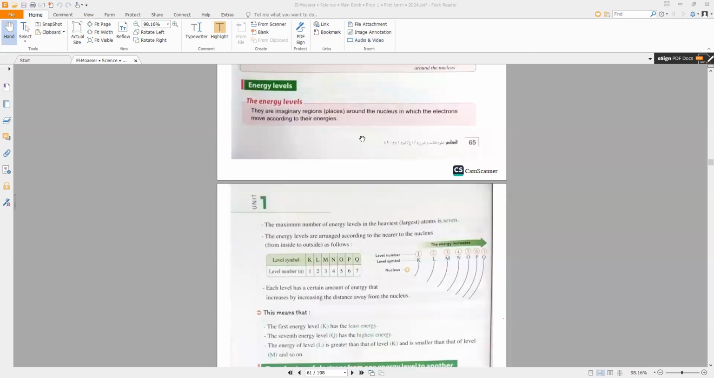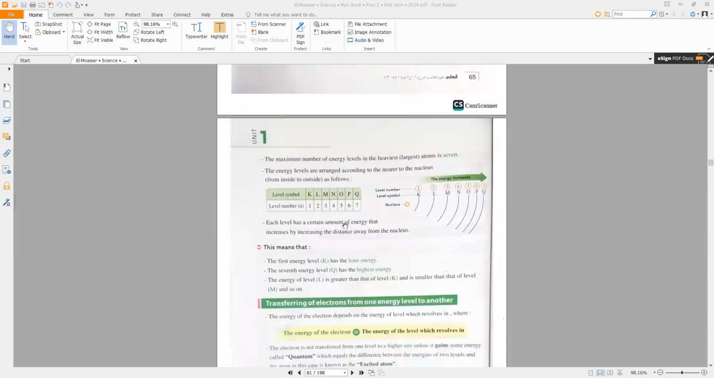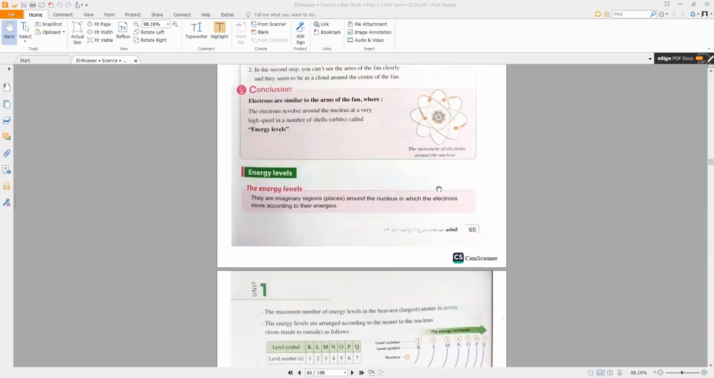Since this is enough for today, next session we will talk about the transfer of electrons from one energy level to another. And thank you.